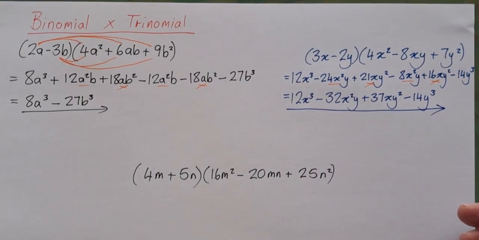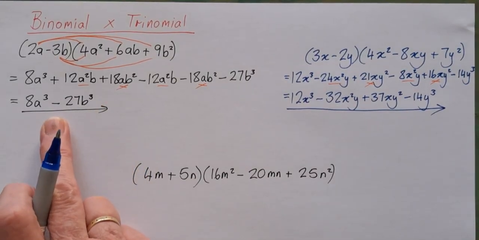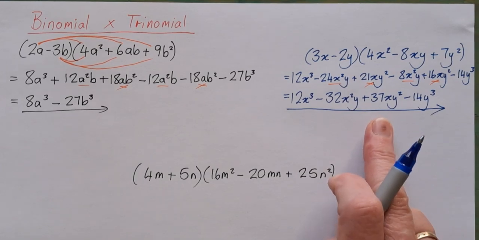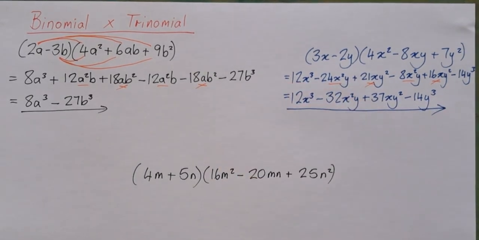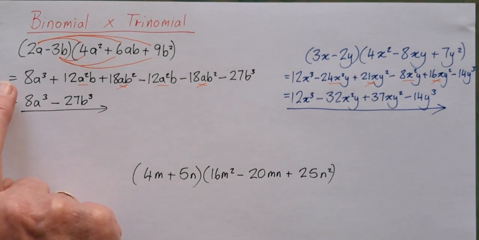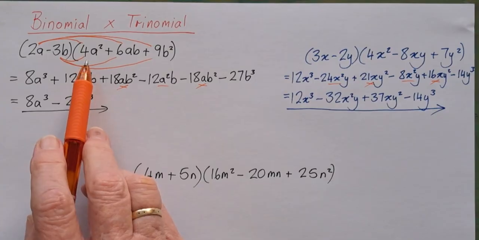So why have I ended up with 2 terms, a difference of 2 perfect cubes, as my answer here, and here I've ended up with 4 terms? And this is the very important thing to look at right at the very beginning. If you remember this technique for finding out whether you're going to end up with something like that or something like that, then you can alleviate this long step in many circumstances. So let's look at what's going on here.